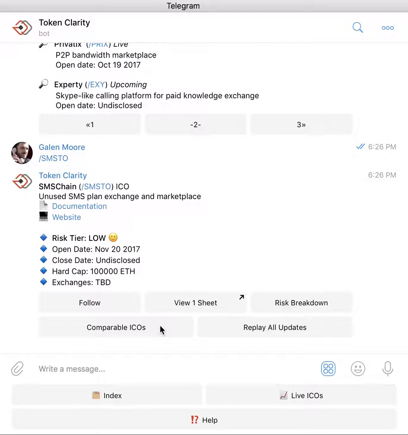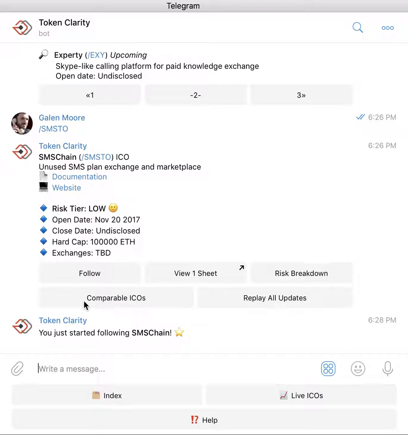Let's go back to alerts for a moment because there's another category of alerts that I want to talk about. One of the things that we do, if you click this button, follow, and follow a project, that means you will start getting alerts anytime anything changes about that project. So if they make a change to their team, a team member leaves, they add a paragraph to their white paper, we're tracking that on a daily basis and we will send you an alert to let you know.